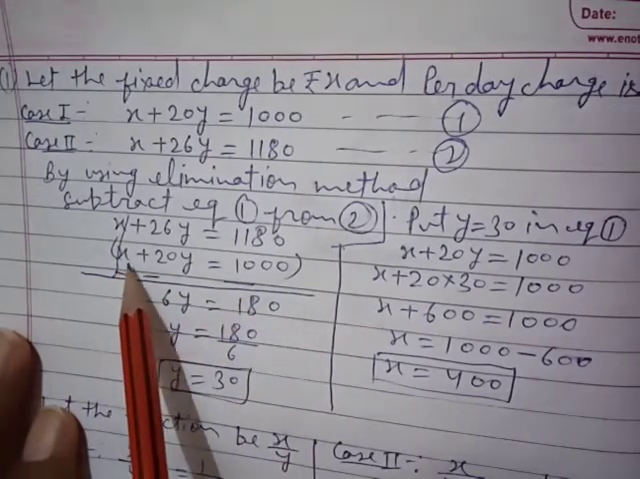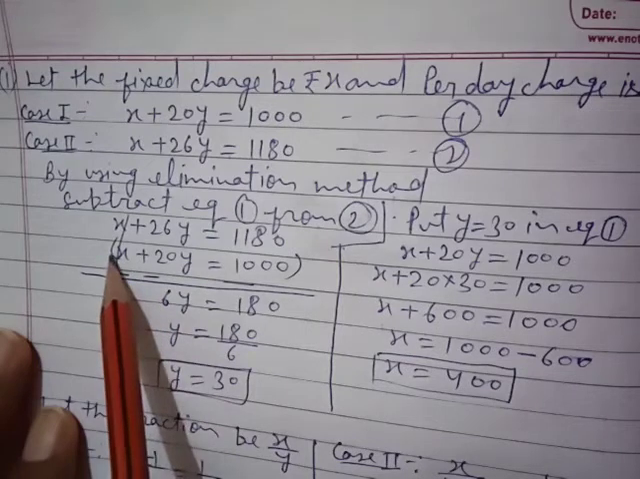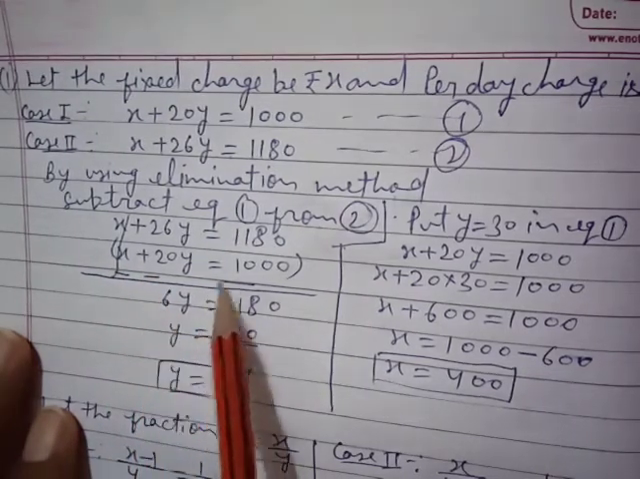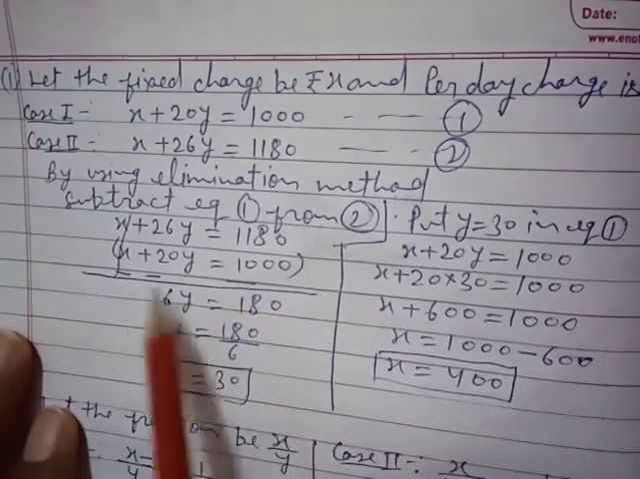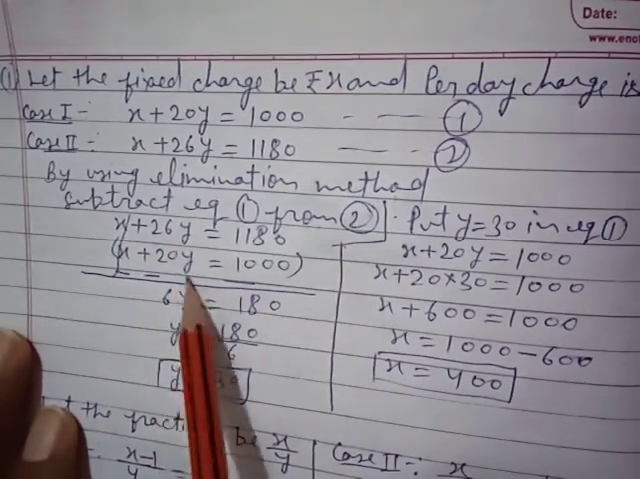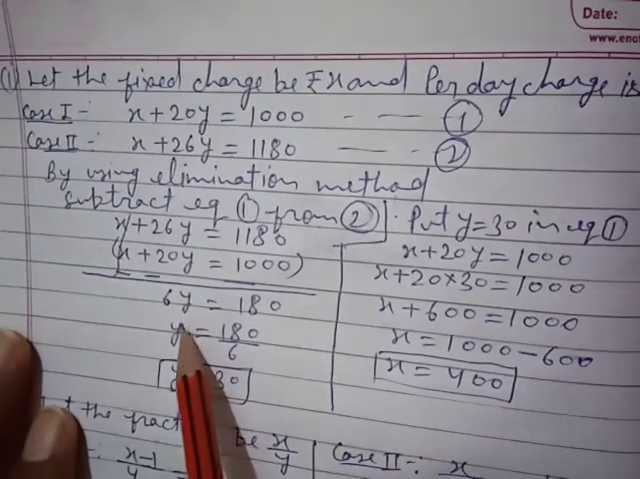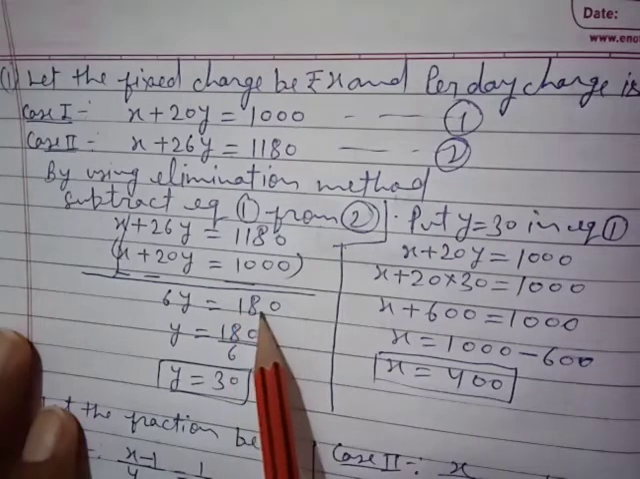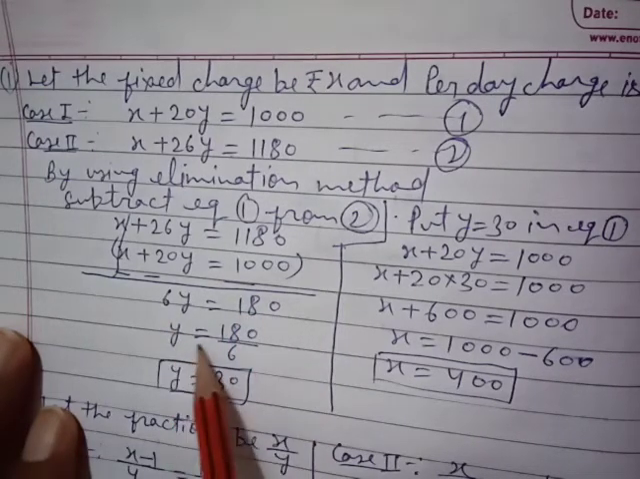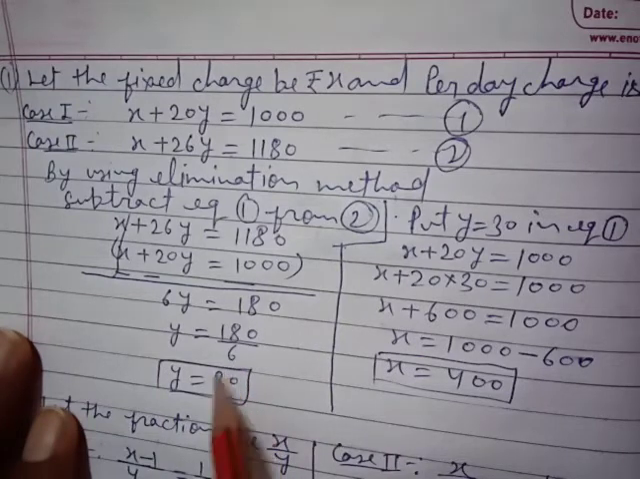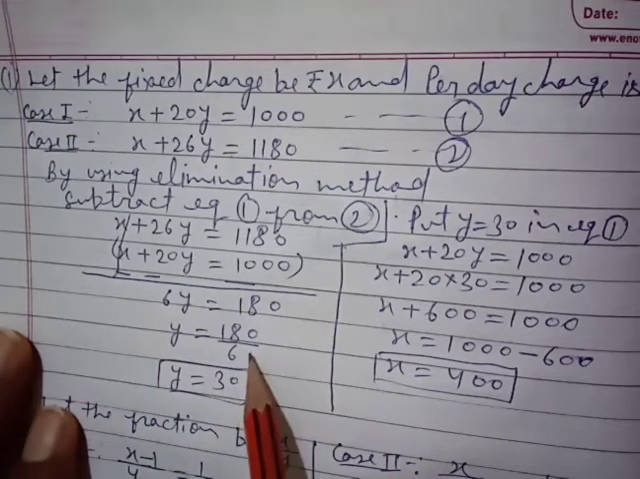In the subtraction, signs change. So here it was plus, so here it is minus, here it was plus, so here it is minus. Plus x minus x cancels out. 26y minus 20y, 6y. Okay, 6y equal to 1180 minus 1000, 180. Divide 180 by 6, y equal to 180 upon 6, y equal to 30.